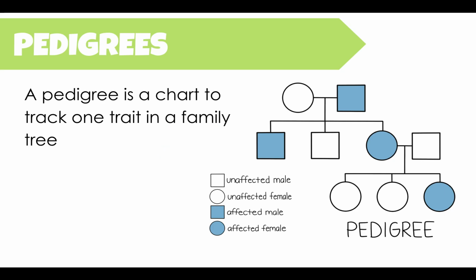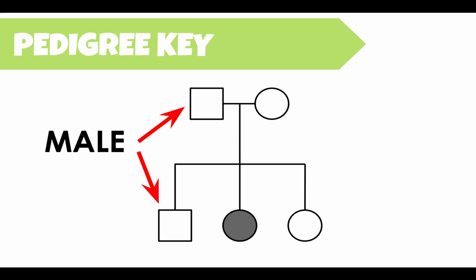So instead of using pictures of family members and whatnot, we use just shapes and symbols and shading to represent that trait we are tracking. So let's go through and talk about what the different shapes, symbols, color, shading, all of that represents in this pedigree chart. So first off, here's a really simple pedigree.